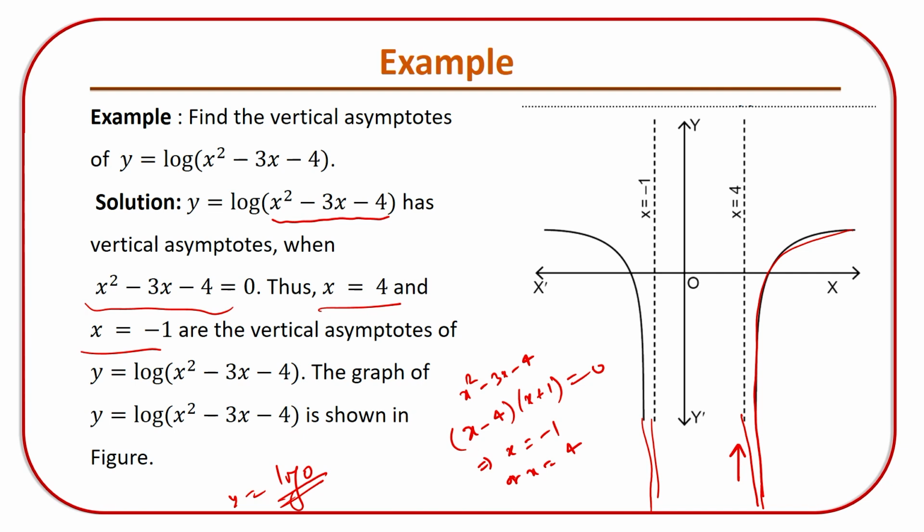So both points, x equal to -1 and x equal to 4, will be our vertical asymptotes for this function y equal to log of (x square minus 3x minus 4), right? For any log given, just make the argument 0 and you will get your vertical asymptote.